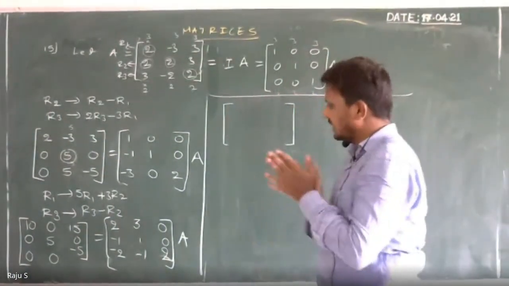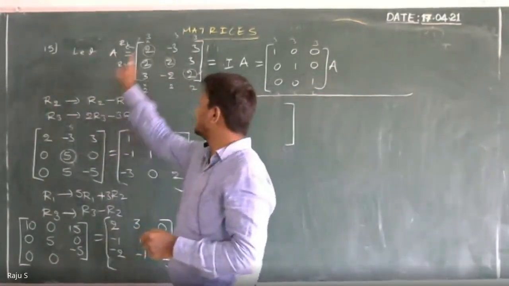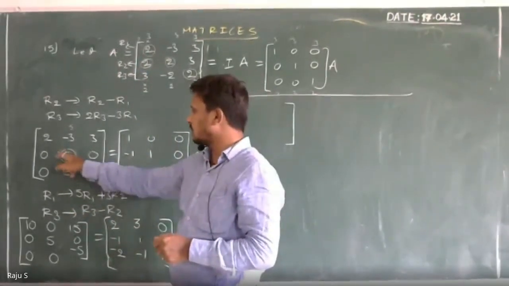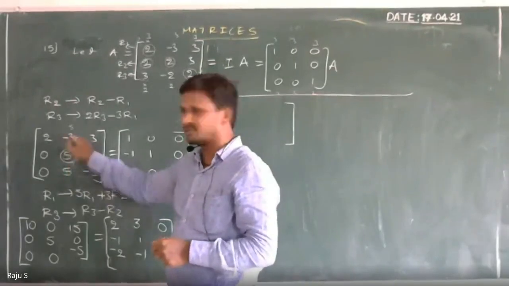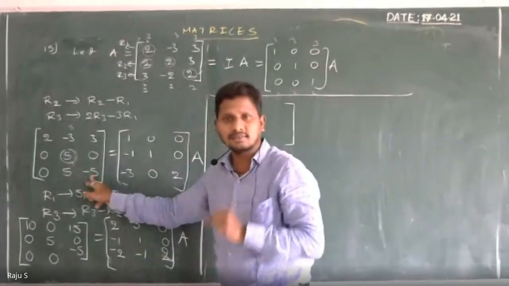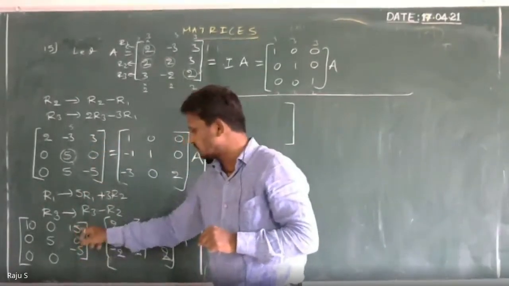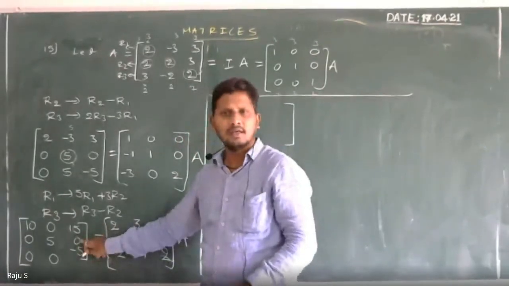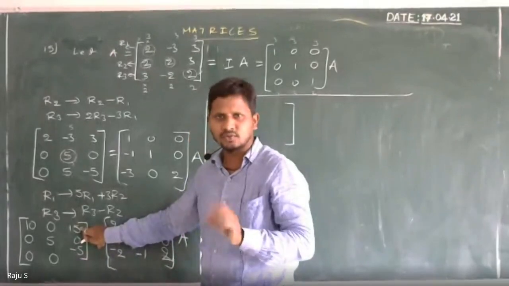After that, see here, we applied two operations. First, I used this element and made these two 0. Then I used the second diagonal element and made the corresponding elements 0. Then finally, I want to use the last diagonal element and make these two 0. This minus 5 you can use. One element is already 0, so you just make this 15 to 0.